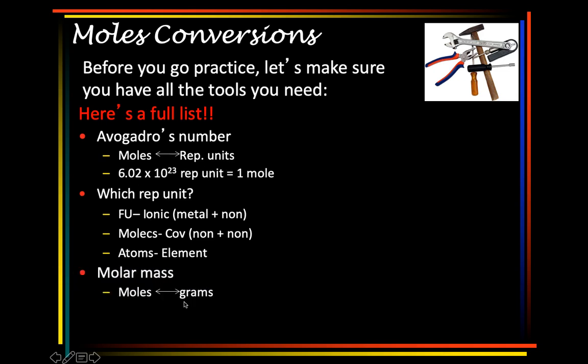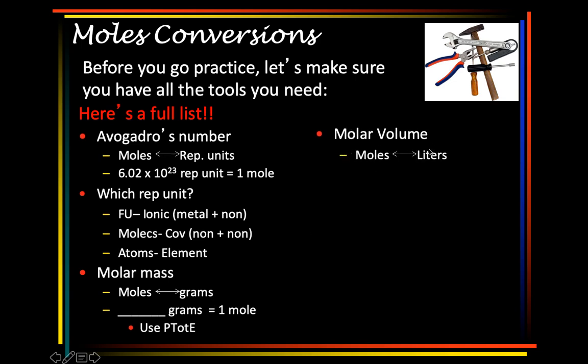Molar mass is if you're going back and forth between grams and moles, and you get the number from the periodic table: blank grams equals 1 mole. And remember, we're going to 2 decimal places, and the blank gets filled in from using the periodic table. Molar volume is another conversion between moles and liters, but remember it is only true at STP, where 22.4 liters equals 1 mole.